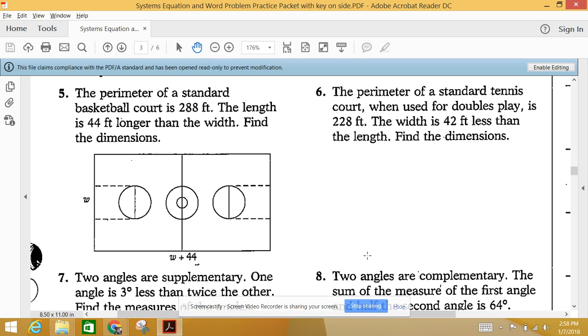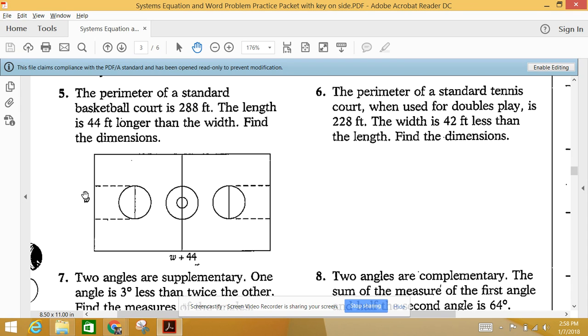It's a basketball court. It says the perimeter of a standard basketball court is 288 feet. The length is 44 feet longer than the width. Find the dimensions. Now they are using W for the width, and they've actually identified something you can substitute here, which is the length. Length equals W plus 44, because the length is 44 longer than the width.